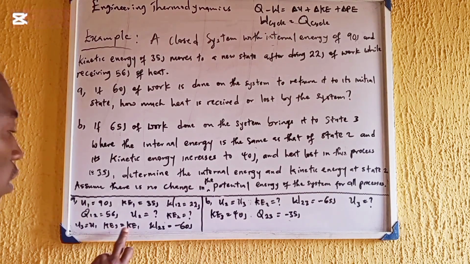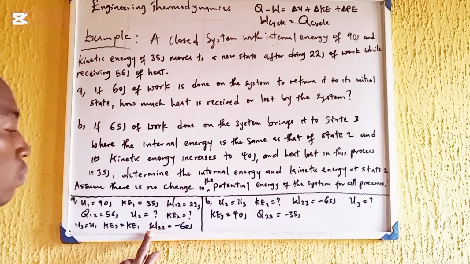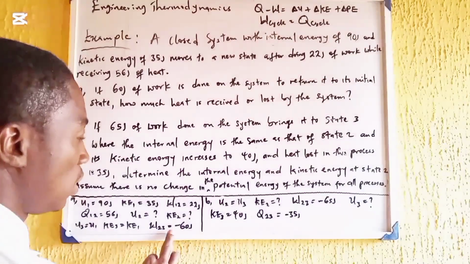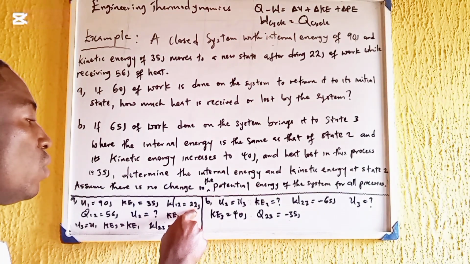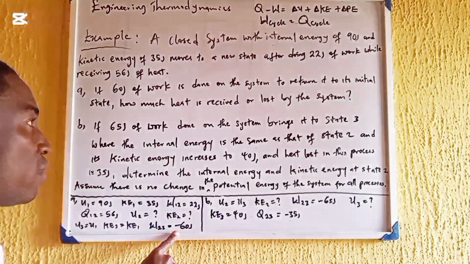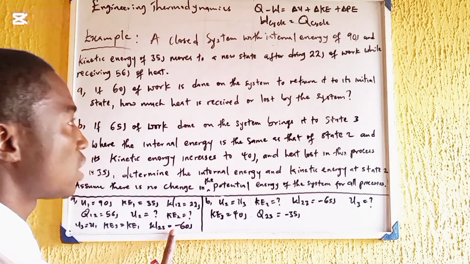Then KE3 is equal to KE1. Then work 2,3, that's work done between state 2 and state 3, is equal to minus 60 joules. In this case, we're having a positive value. In this case, we're having a negative value. Why? This is work done by the system, but this is work done on the system.